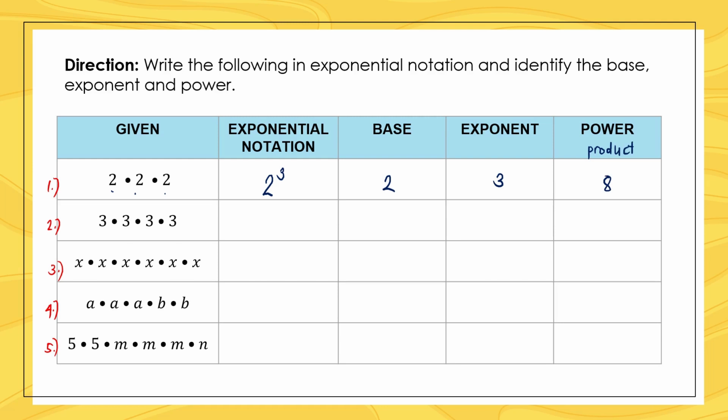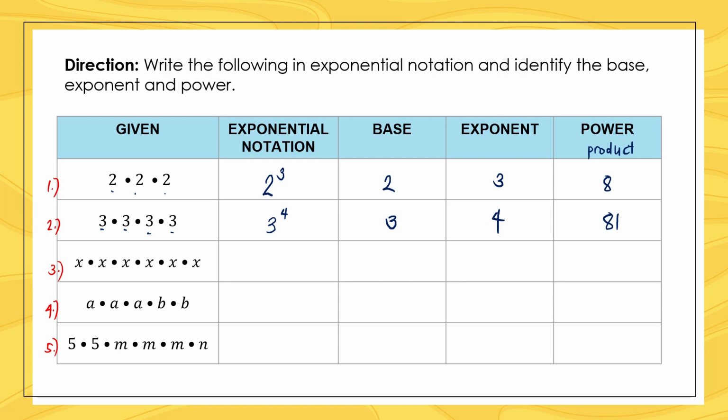Okay, let's have number 2. 3 times 3 times 3 times 3, the exponential notation for this. Copy the base, we have 3. Count the number of times you multiply 3 by itself, we have 4. So this is 3 raised to the 4th power. Thus, your base is 3, your exponent is 4, and the power is 3 times 3 times 3 times 3 is equal to 81.